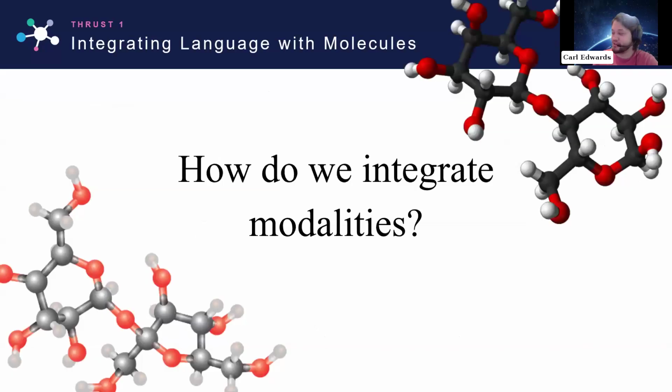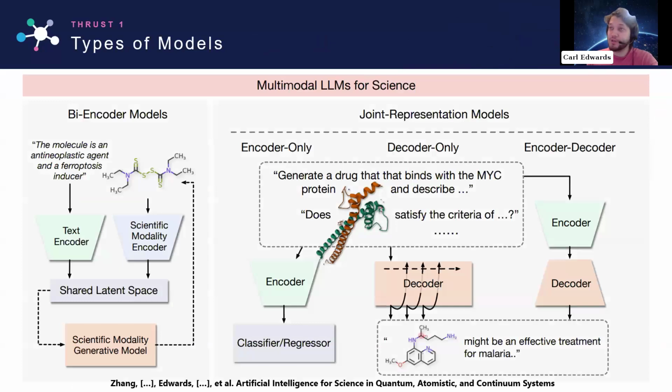Okay, so how do we actually integrate these modalities now that we've looked at all these high-level directions and potential exciting applications? First of all, we like to divide multimodal large language models for science into a couple of categories. The first is biencoder models. What does this mean? The key idea here is that we're doing a late fusion between the data. We have separate encoders for each modality. Here we might have molecules and natural language, and then we fuse that information very late.